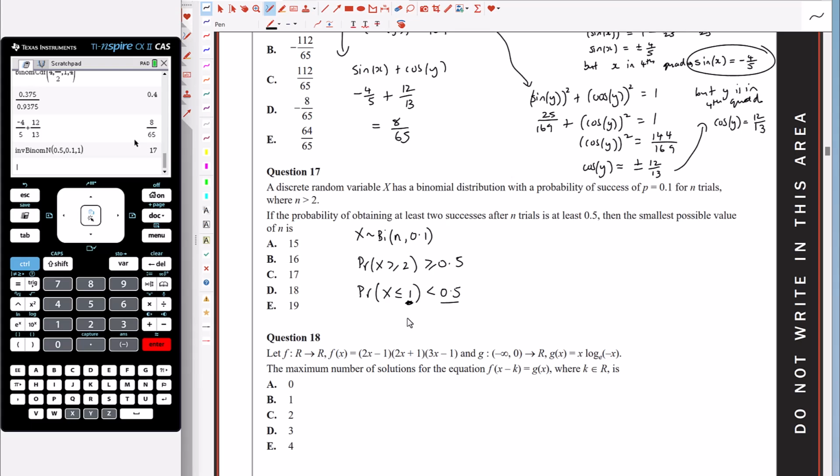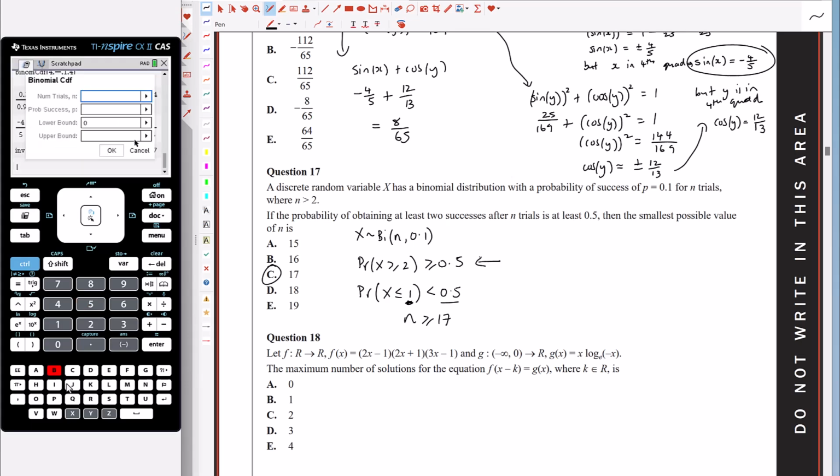And that tells me that n is going to have to be at least 17 for that to be true. You can also do these questions just as a trial and error. So rather than flip it around, we could have just stayed back here. We could have done menu 5, 5, B. Number of trials is unknown.